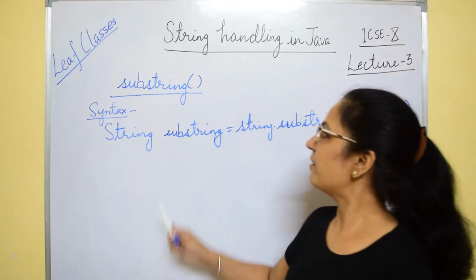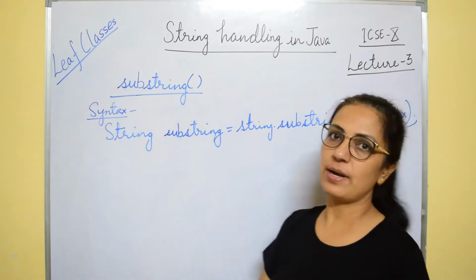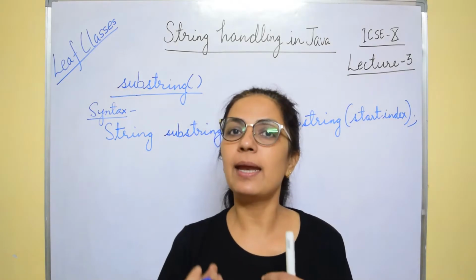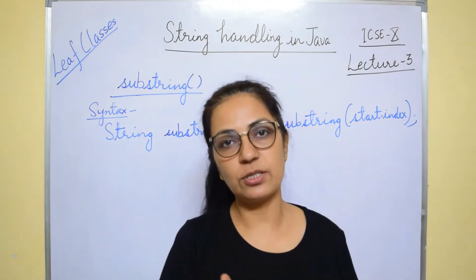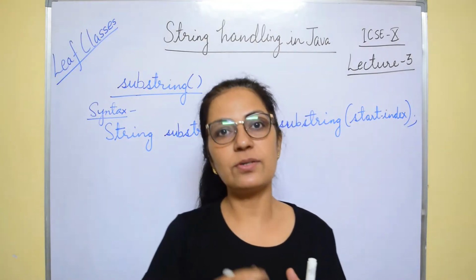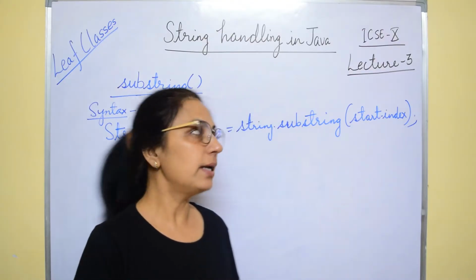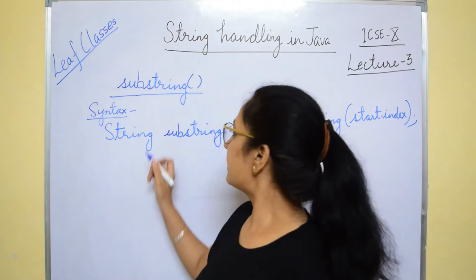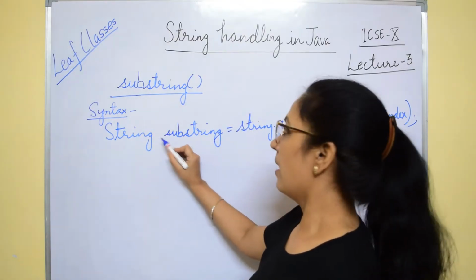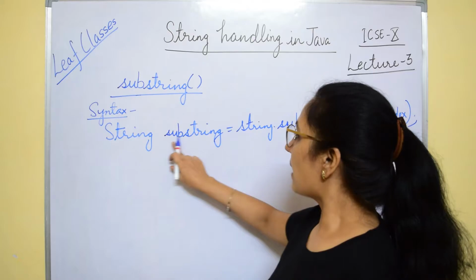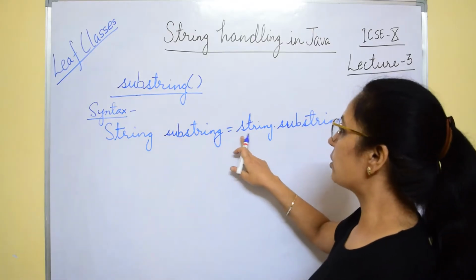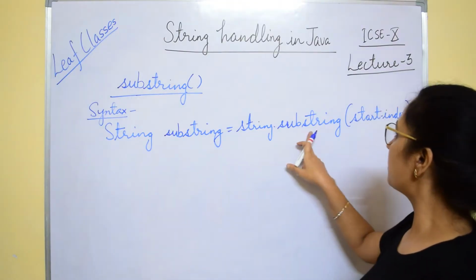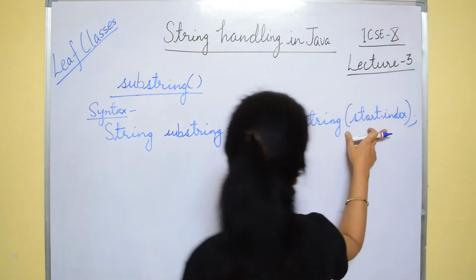The first function which we are doing today is the substring function. Sub means a part. The substring function extracts a part of the string, and a part of a string is again a string. So the return type of the substring function is also string. The syntax is: String, that is the data type, substring name equals to the string from which you want to extract a part, dot substring, and the starting index number.